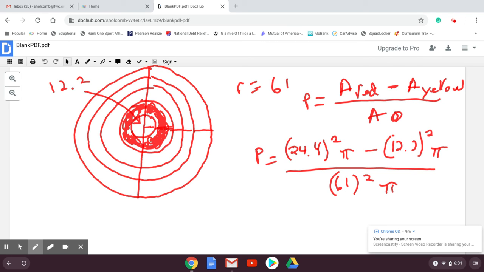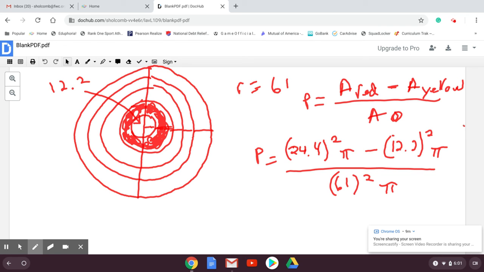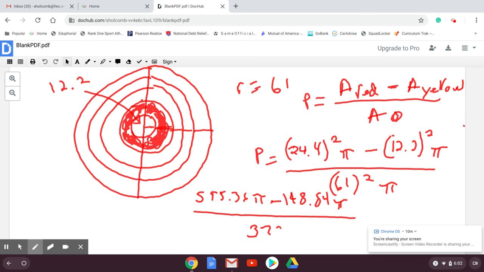Basically, you can use your calculator to figure out all this. Let me see how I'm doing on time. Still doing okay on time, so I'll keep going, and we'll go ahead and simplify this down. 24.4 squared is going to be 595.36 pi, minus 12.2 squared pi, 148.84 pi, all of that over 61 squared, which is 3721 pi.